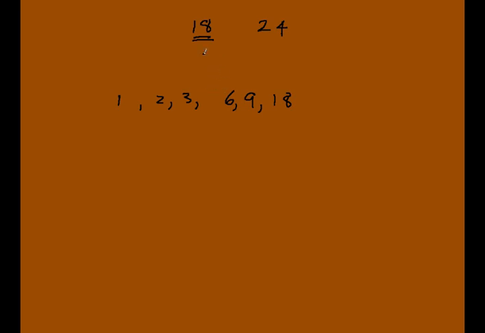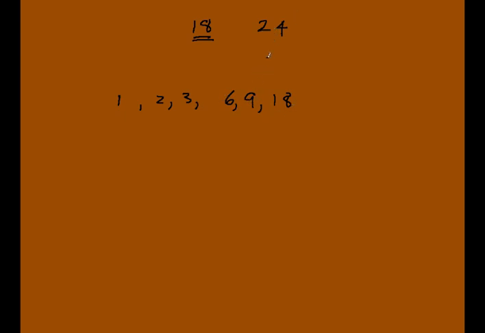5 times what? 5 times nothing. Nothing that I can think of. And 6 times what? 6 times 3. You see, I'm repeating myself, so that means I can stop. So the factors of 18 are 1, 2, 3, 6, 9, and 18.